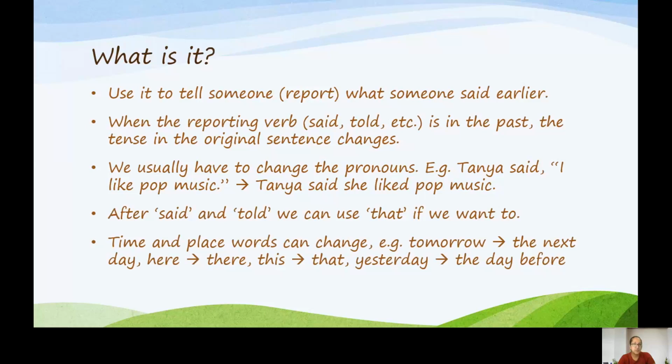We need to also think about the words that refer to time and place. They might change in a sentence, especially if you report what someone said at another time, maybe later in the week or the next day. So, for example, tomorrow would change to the next day. Here would change to there. This becomes that. Yesterday becomes the day before, and so on.